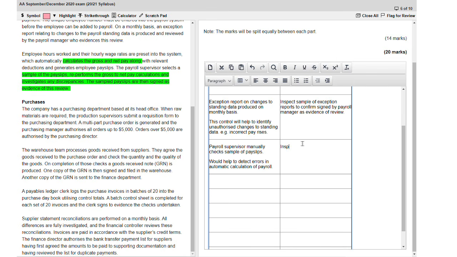Anyway, what's the evidence? It's the pay slips, isn't it? So inspect a sample of pay slips, which were, it's a bit of a mouthful this, isn't it? Selected by the payroll manager, and confirm signed as evidence of review. Just to confirm that's happened.